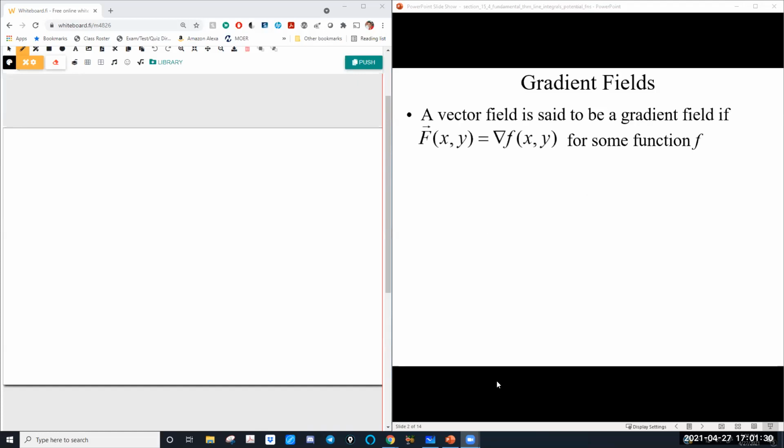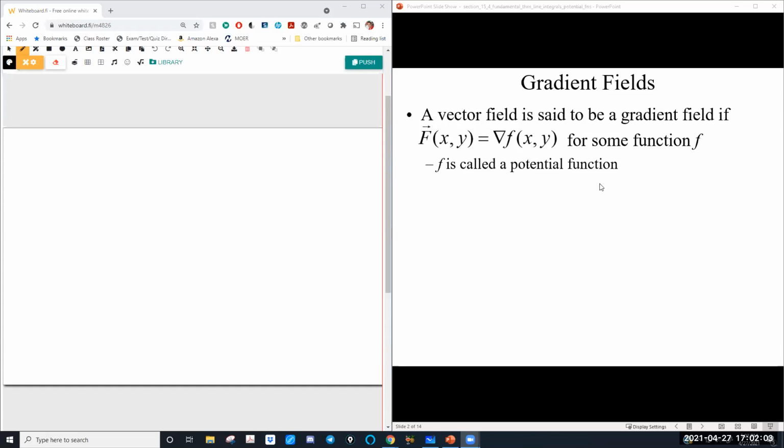So we're going to start off by talking about gradient fields. We've talked about this a little bit before. All gradient fields are vector fields, but not all vector fields are gradient fields. A gradient field is a specific kind of vector field. And specifically, it's one where the vector field is the gradient for some function f. We call that function a potential function.